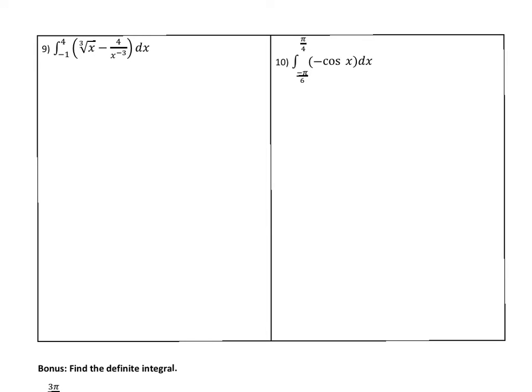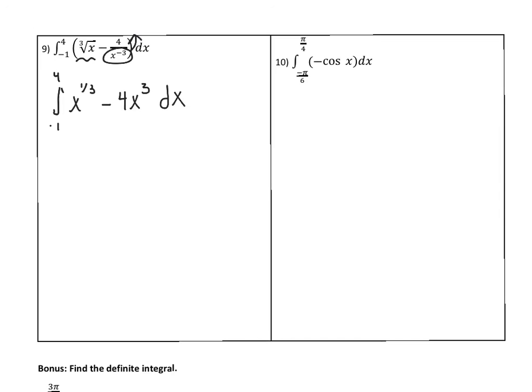So for question number 9, we're going to have to change the cube root of x to x to the 1/3. So we have the integration from -1 to 4 of x to the 1/3, right? That's the same thing as saying a cube root. And then I'm going to bring this power upstairs. So minus 4x to the now positive 3 dx.